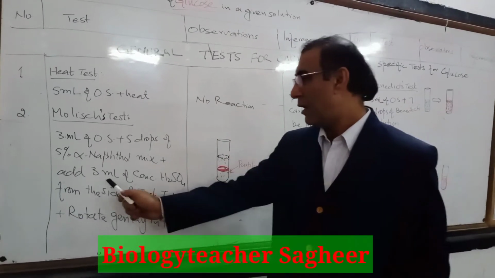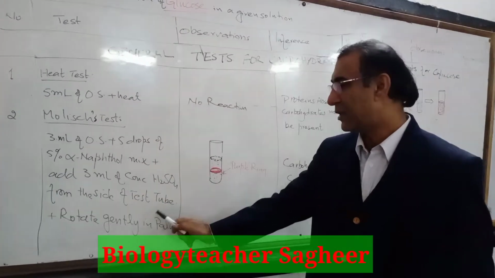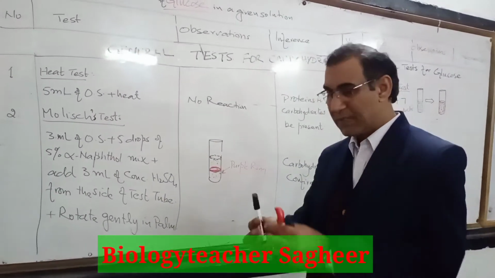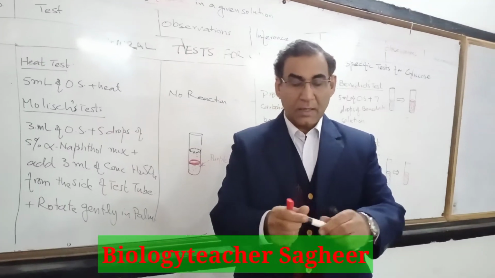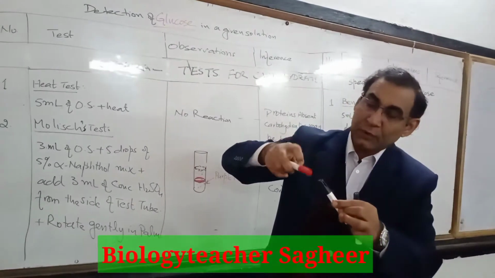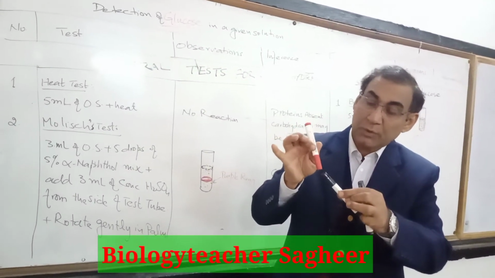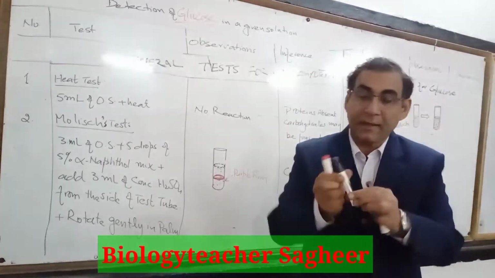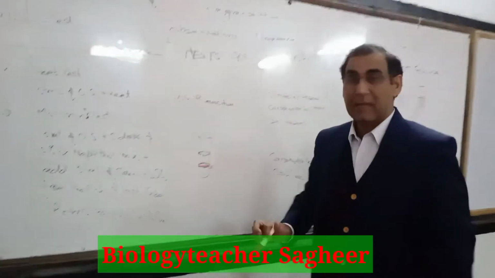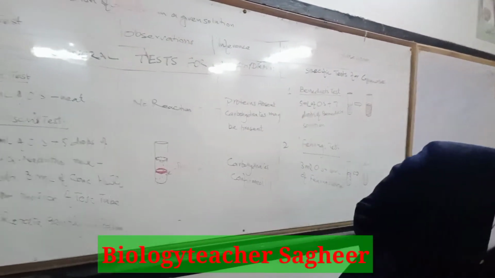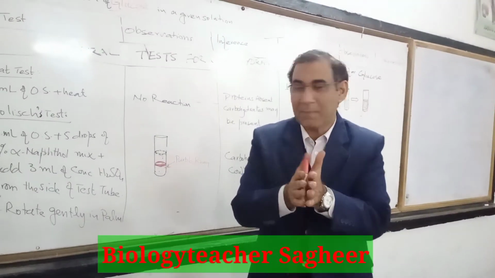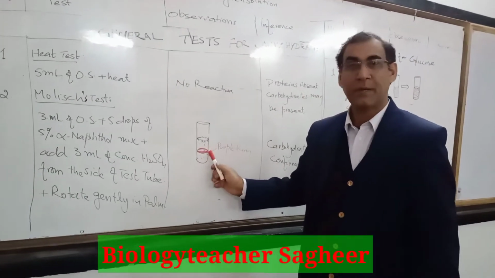After mixing it, 3 ml of concentrated H2SO4 from the side of the test tube is put into the test tube. From the side means, if this is the test tube, that very test tube which you are using to carry out the test, you have to put the solution from this side after tilting it, not like this. The position of the test tube should be like this. And you will see, after rotating gently in your palm, the ring, a purple ring will be formed.